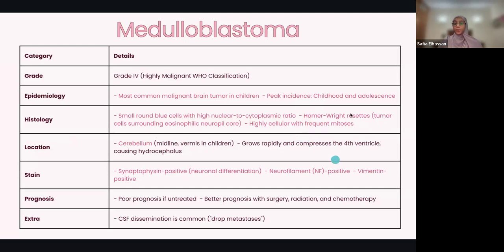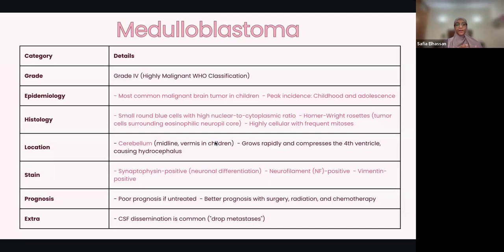And do you guys know what neuropil is? Just a bunch of axons. Yeah, basically that's what it is. It's just a collection of axons. Basically, it's like the CNS version of connective tissue. So that's the most important feature.